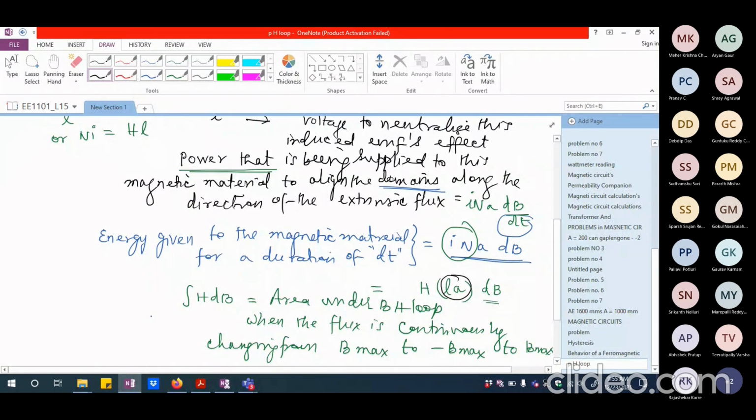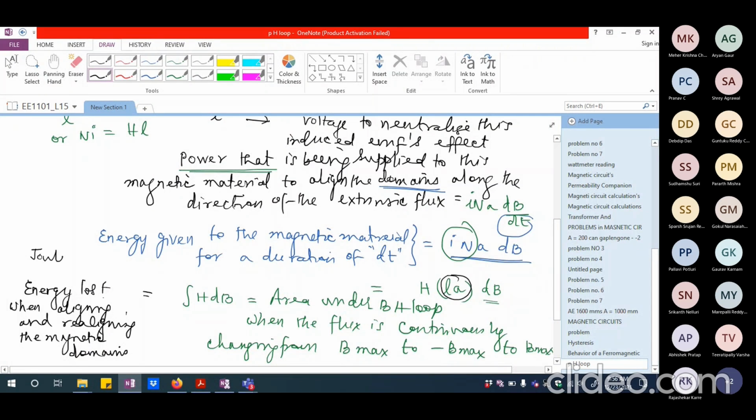So this is going to be the energy lost when aligning and realigning the magnetic domains. But this energy lost will be in joules per meter cube. And please understand this will be per cycle.